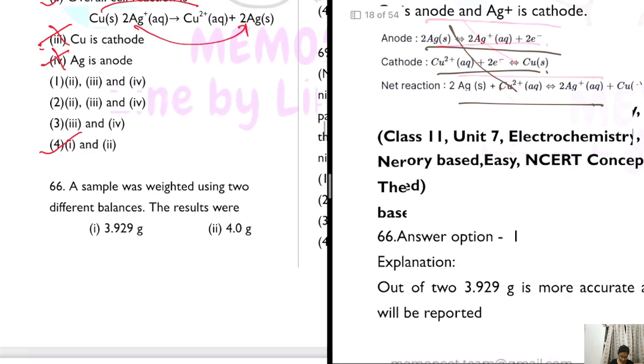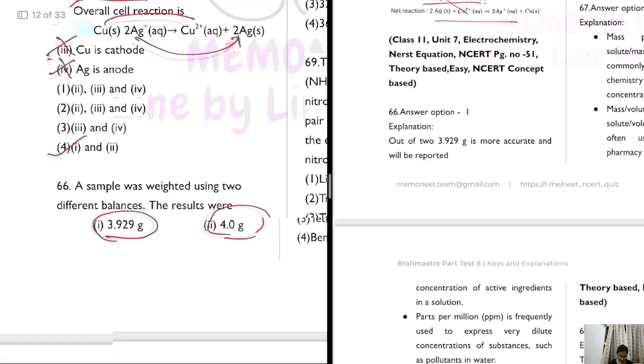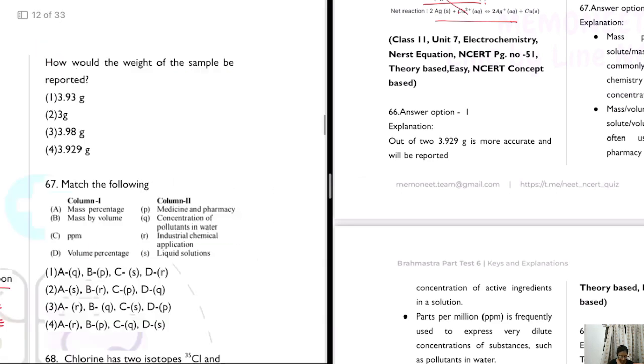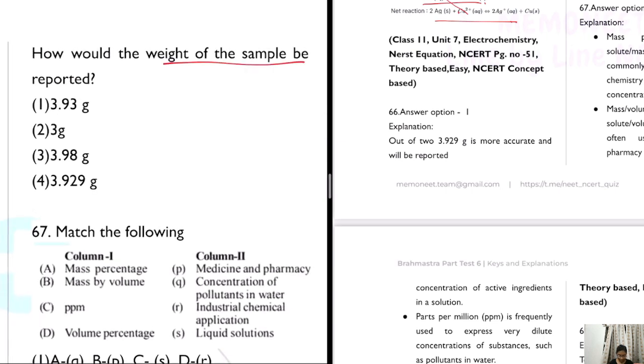Let's see the next question. A sample was weighed using two different balances. The results were: from the first balance we got 3.929 grams, and from the second balance we got 4 grams. So what is asked? How would the weight of the sample be reported?